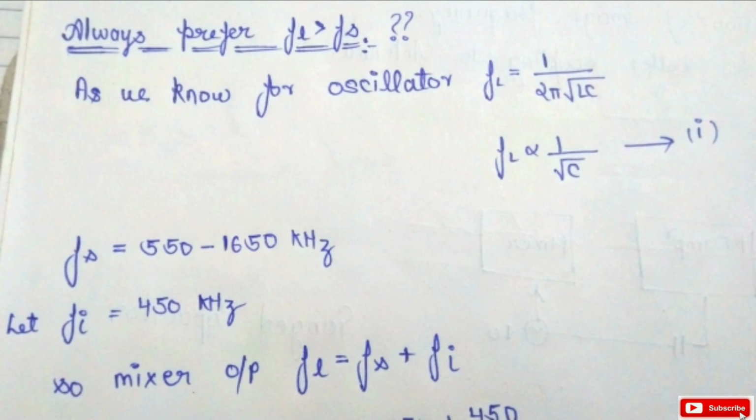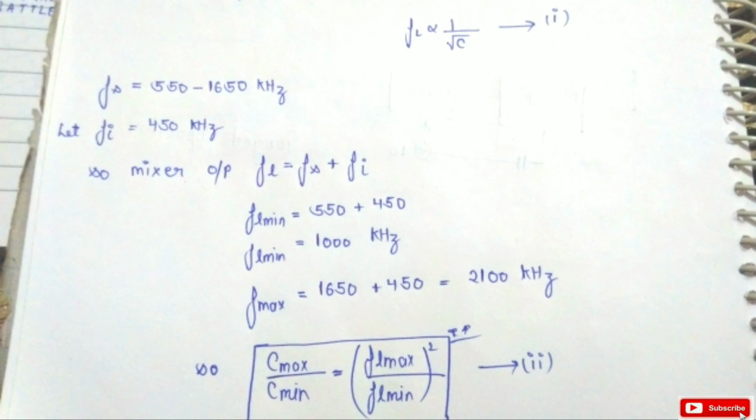The standard frequency range set up by the FCC for amplitude modulation is 550 to 1650 kHz for FS, and we assume that the intermediate frequency is 450 kHz. The mixer output is FL, that is FS plus FI. So for the minimum frequency, FL minimum will be 550 plus 450, which is 1000 kHz, and for the maximum frequency 1650, we find FL maximum as 1650 plus 450, which is 2100 kHz.